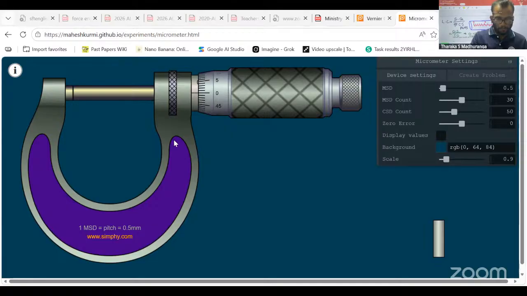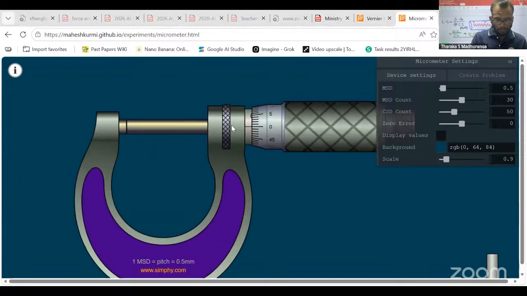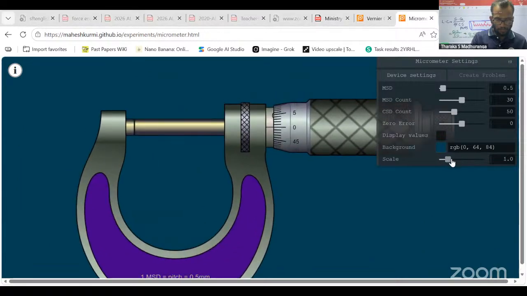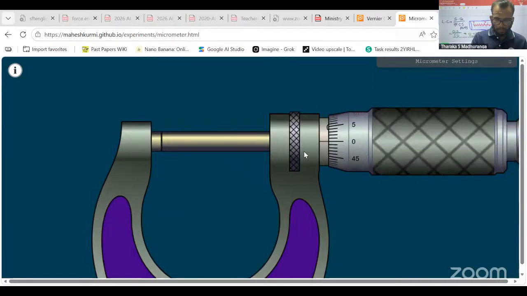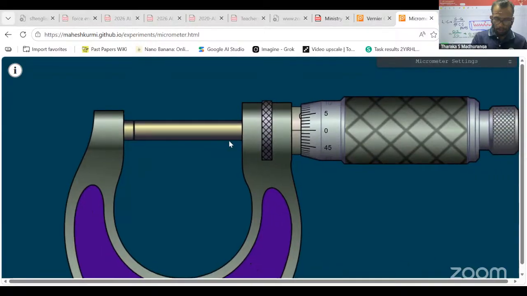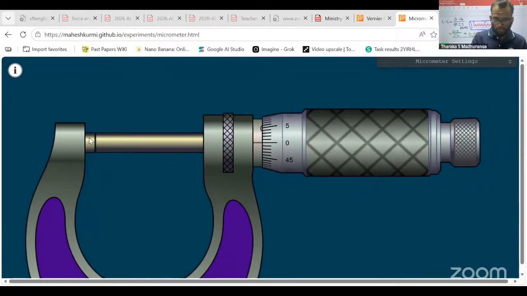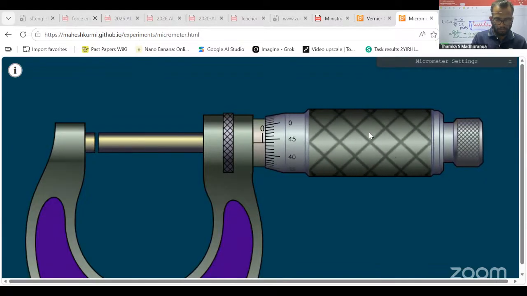Okay, what are the main parts of a micrometer screw gauge? It is the anvil and spindle. This part is a spindle. Main part is a spindle.